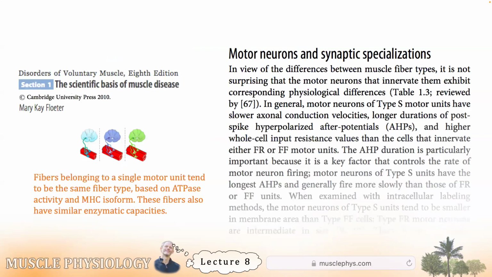Now, all of the fibers that live within a single motor unit tend to be similar in type. Some motor units are populated with type 1 fibers, others are populated with type 2A fibers, and other motor units have a bunch of type 2X in them. But each motor unit can be thought of as a household filled with family members, right?